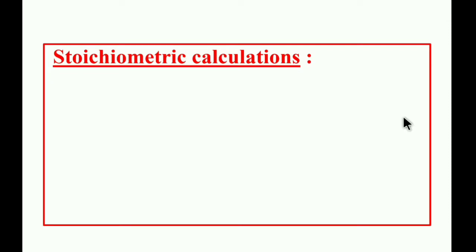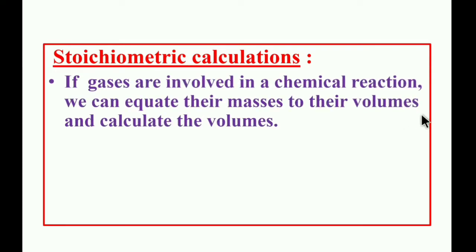If gases are involved in a chemical reaction, we can equate their masses to their volumes and calculate the volumes. So, if gaseous substances are involved in any chemical reaction, then the mass of the gases can be equated with their volumes, and we can calculate the volume of those gases.